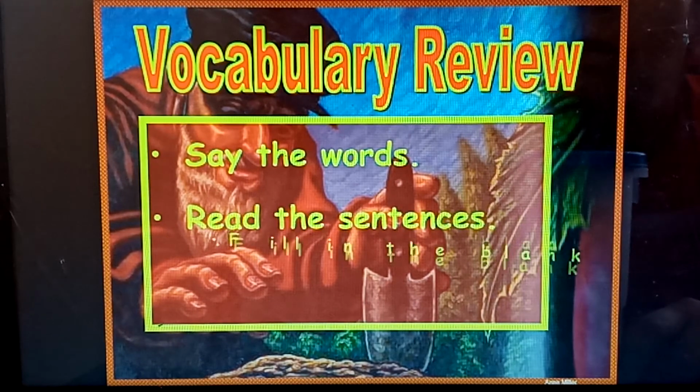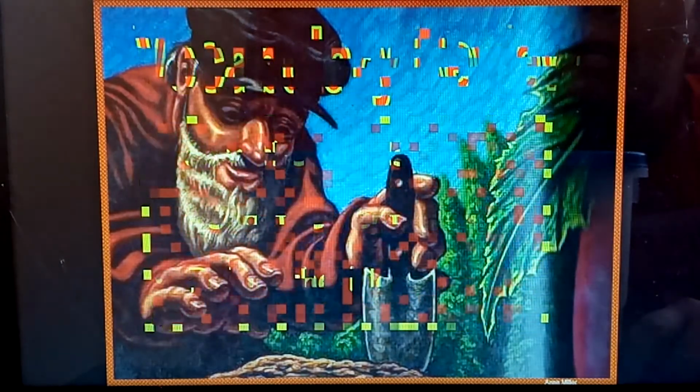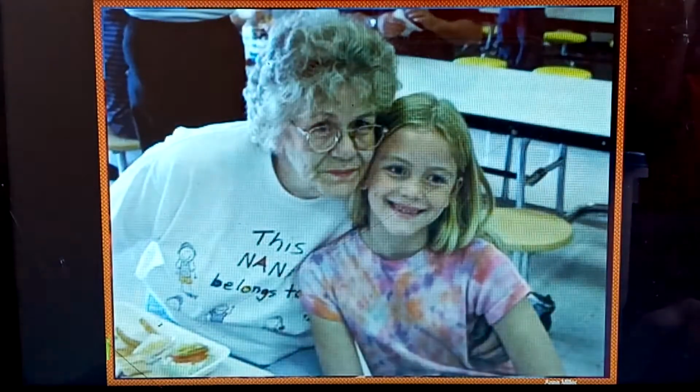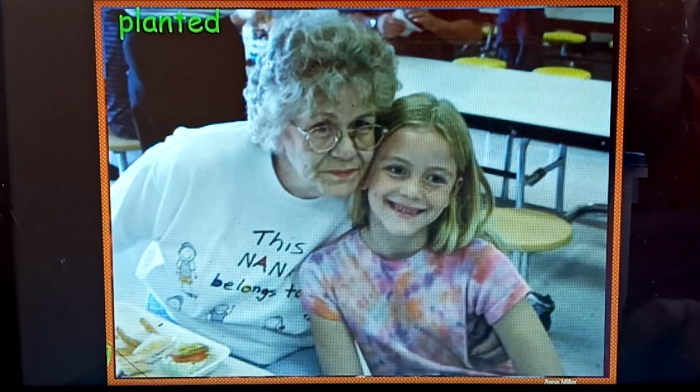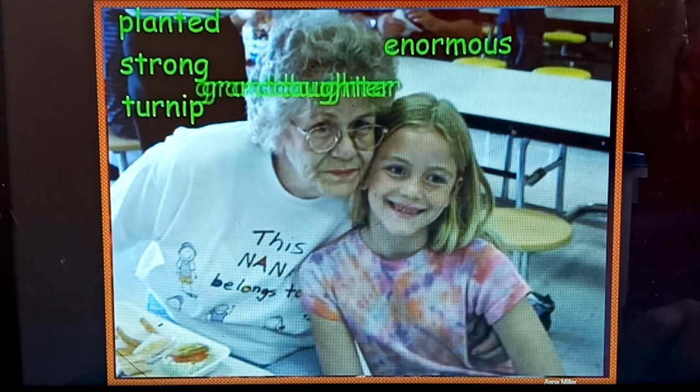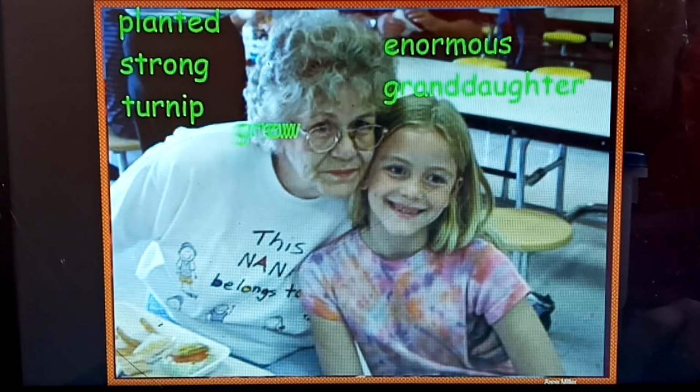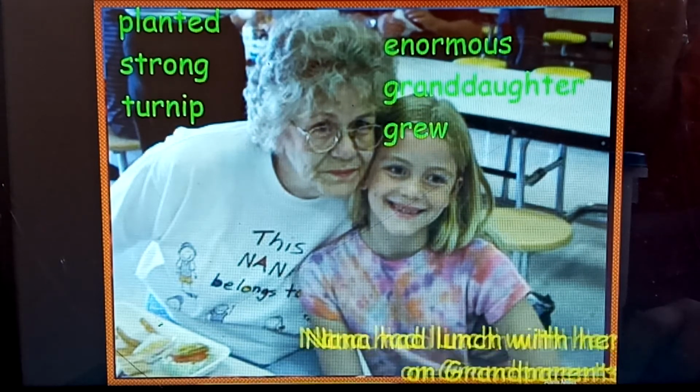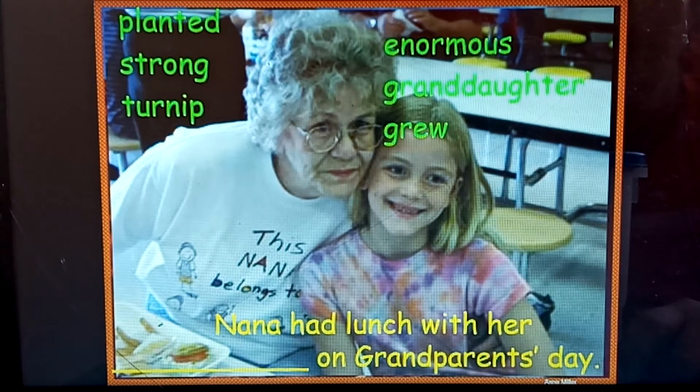So now you say the words, you read the sentences, and you fill in the blank. Oop. You have planted. At this point, you have to say the words. Strong, turnip, enormous, granddaughter, and grew. Now you will have a sentence and you have to complete it with the right word. I'm pretty sure you know already.